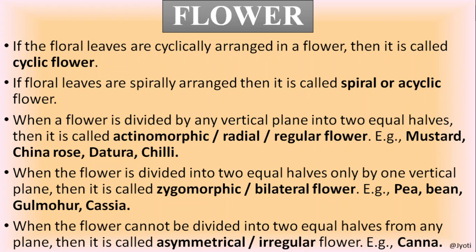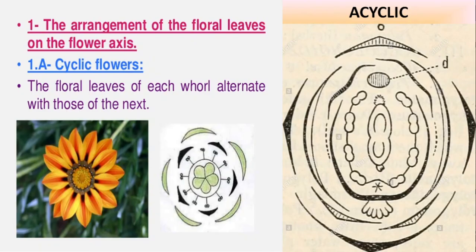Now we'll discuss some of the terminologies or different types of flowers based on the arrangement of the floral leaves. So based on the arrangement of the floral leaves, the flower may be a cyclic flower or acyclic or spiral flower. So here you can see in this picture, this is the floral diagram of a particular flower which I have given here. So floral diagram is the graphical or pictorial representation of the arrangement of the floral leaves.